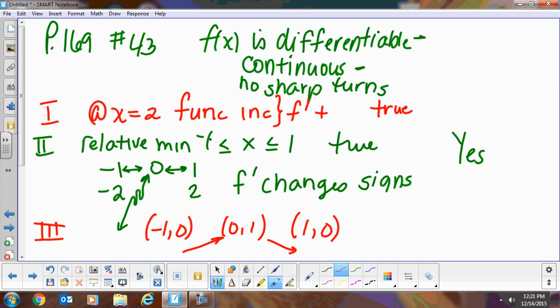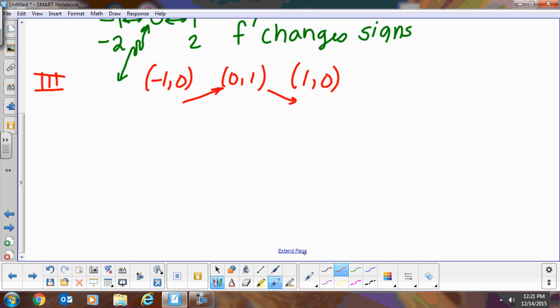Was it E? All right, so now we're going to go to page 170. Which one? 44. A particle moves along the x-axis, and they gave us position, and they want velocity. What do you know about the relationship between position and velocity?